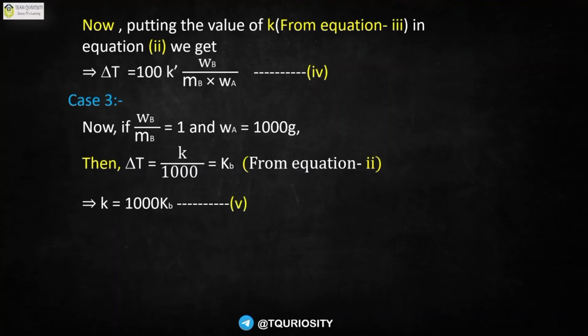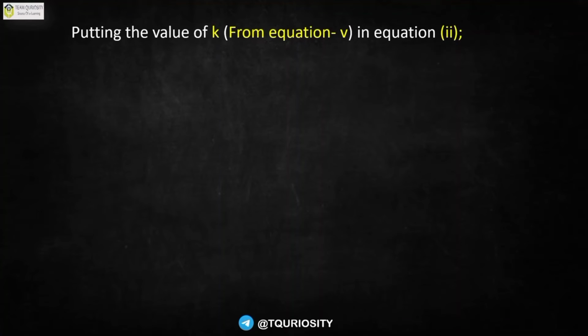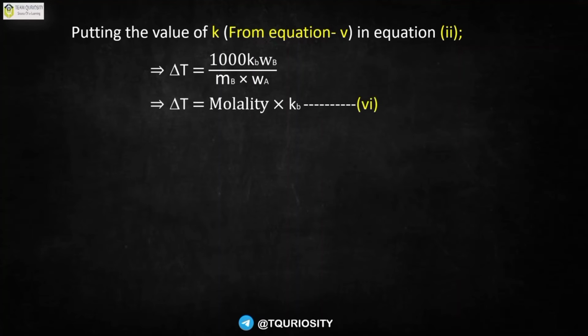Take this as equation 5, where Kb is the molar elevation constant, or we can say that Kb is the elevation in boiling point produced when 1 mole of solute is dissolved in 1000 gram of solvent. Now, putting the value of K from equation 5 in equation 2, we get delta T is equal to 1000 Kb into Wb by Mb into Wa. This implies that delta T is equal to molality into Kb, where 1000 into Wb upon Mb into Wa is the molality. Take this as equation 6.